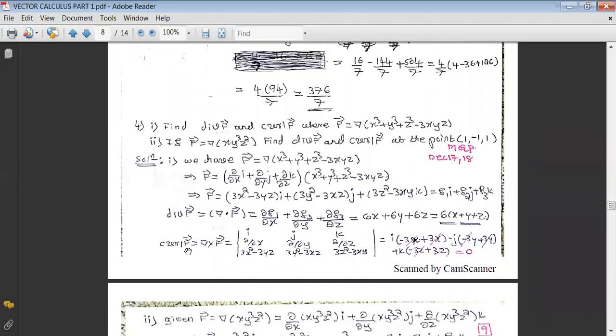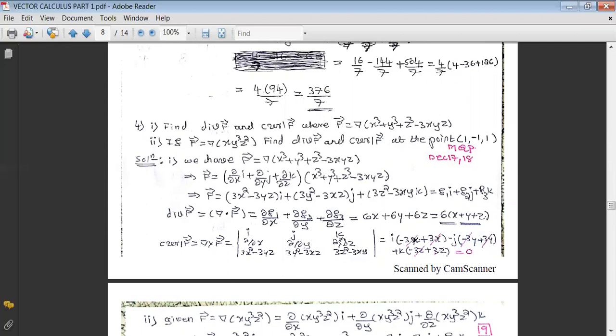Now let us concentrate on the curl of f. The curl of f is given by the cross product between del and f bar. It is a determinant whose first row is i j k, second row is the components of del, that is dou by dou x, dou by dou y, dou by dou z, and third row is f bar, that is f1, f2, f3: 3x square minus 3yz, 3y square minus 3xz, and 3z square minus 3xy.